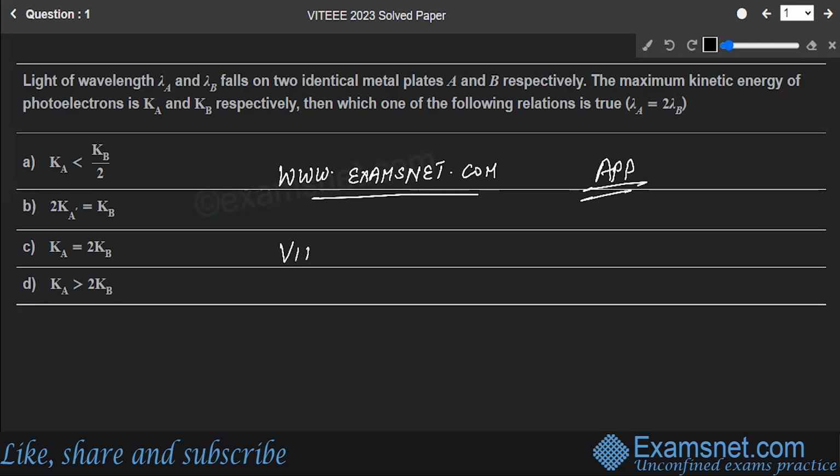Students, today we'll be solving the VITEEE 2023 paper. I'll be solving the physics part in this particular paper. So here we go. Let's start with the first question. A very best of luck.